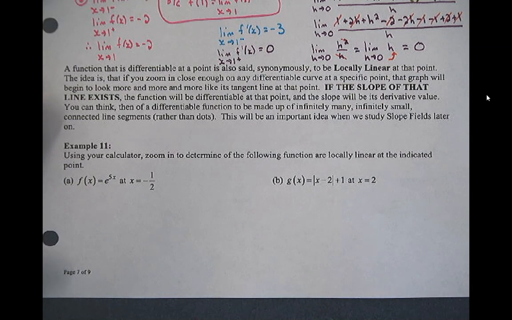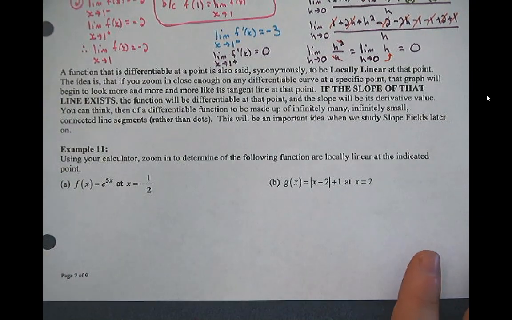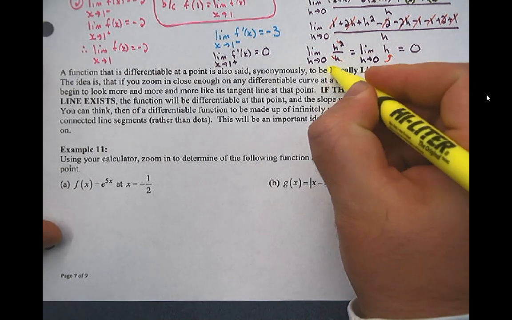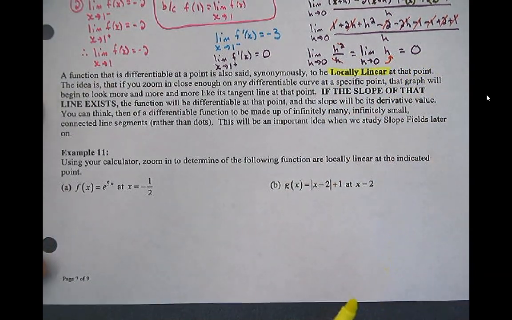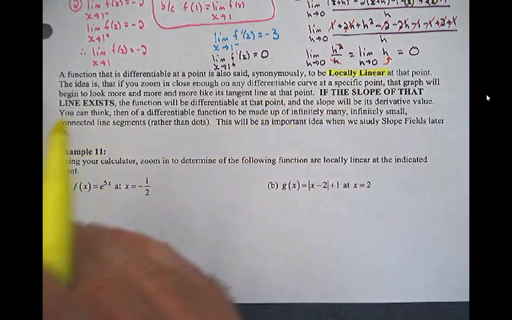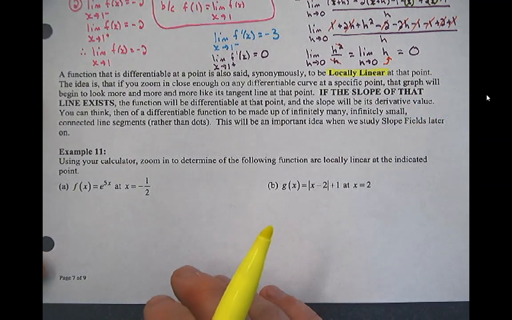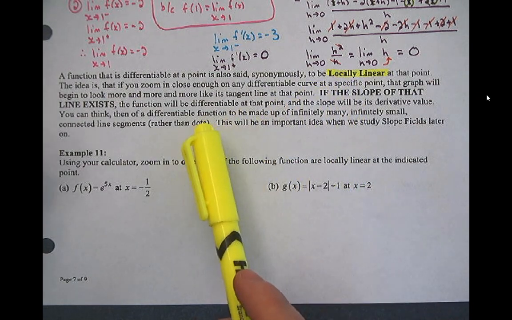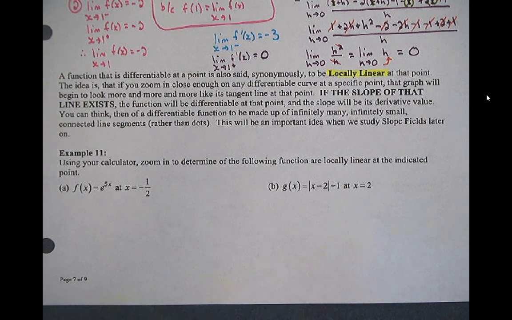When we talk about differentiability, we want to talk about this phrase: locally linear. A function that is differentiable at a point is said to be locally linear. That means that if you zoom in real close to the curve at that point, the graph looks more and more and more like a tangent line, like a line. So if I don't have that scenario as I zoom in near an x value, then my function is not going to be differentiable at that location.